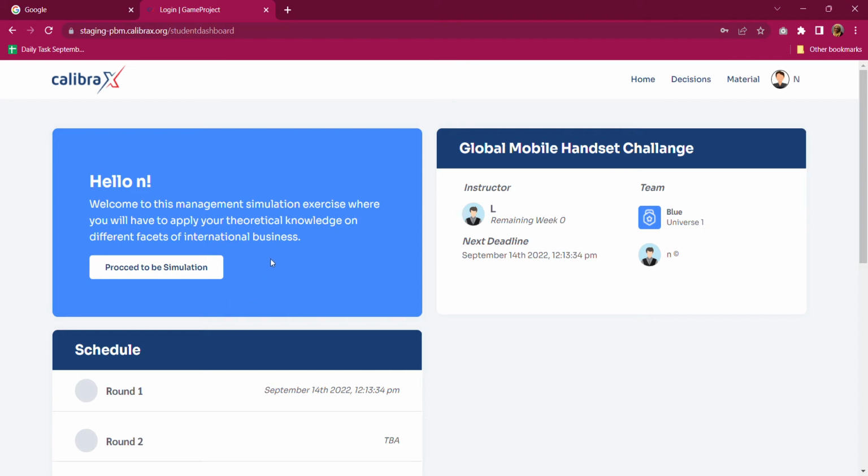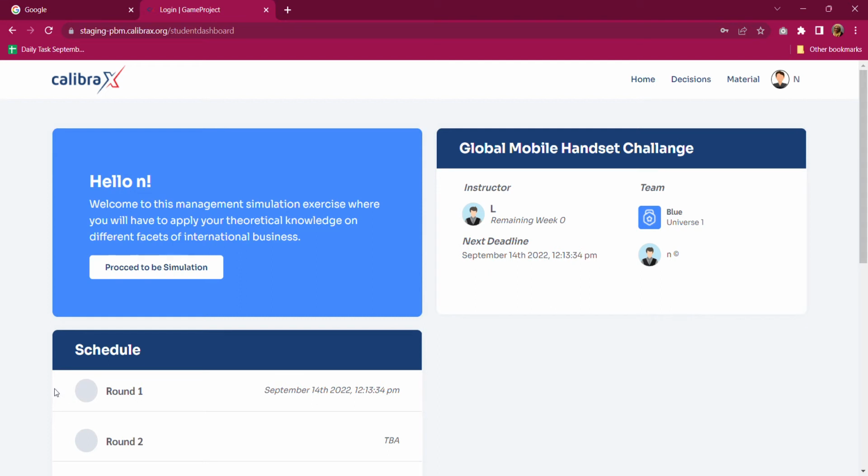You will be provided a login ID and password to access this system. After logging into your account, this is the window you are going to see. You need to click on the process to simulation button to start the management simulation game. You could also have a look at which universe you belong to, what the name of your team is, and when is the next deadline.